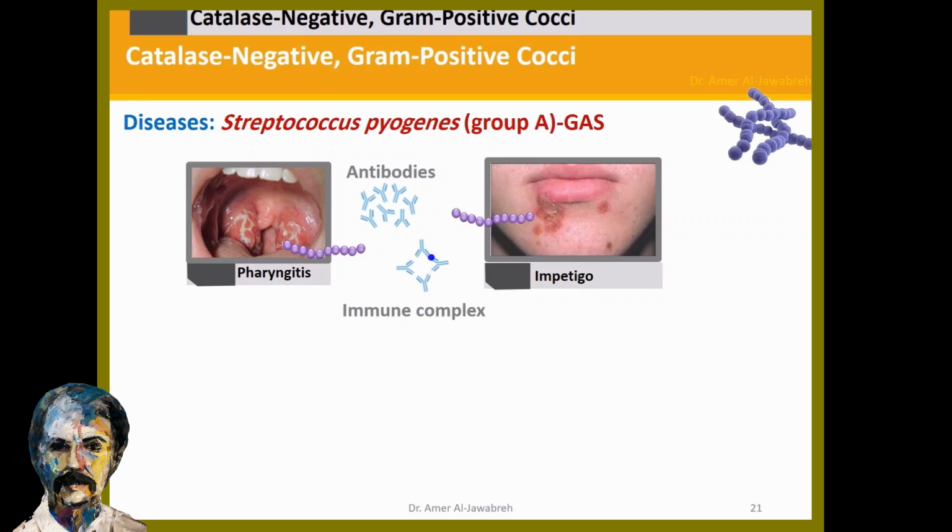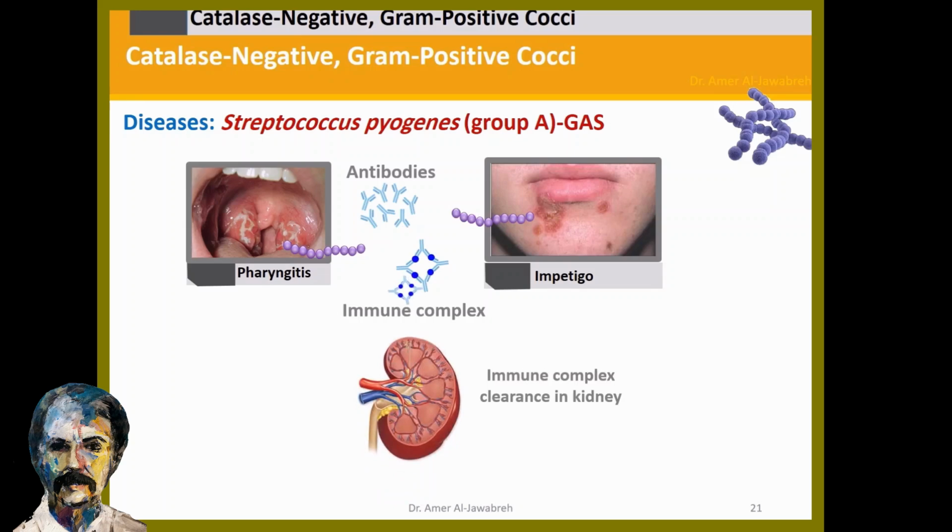The same thing here. What happens? The immune complex, and then this immune complex can go to the kidney and destroy the kidney tissue. That's the bad thing about GAS infections, streptococcal infections, especially A. Post-streptococcal glomerulonephritis. This is another disease. Just like the other four, in the brain, the skin, the joints, we have this one in the kidneys also.